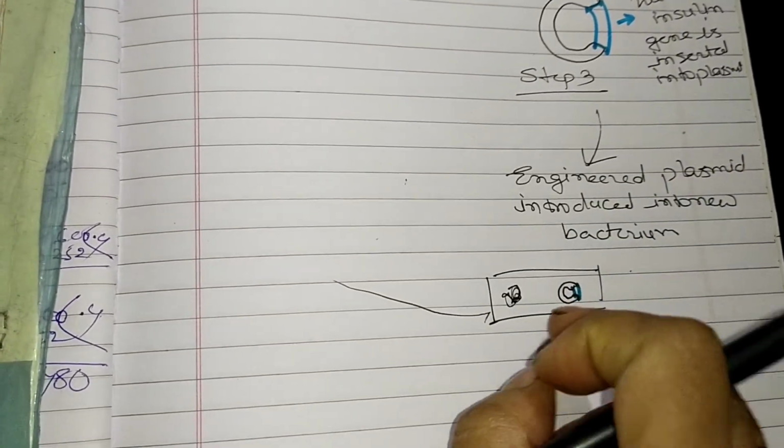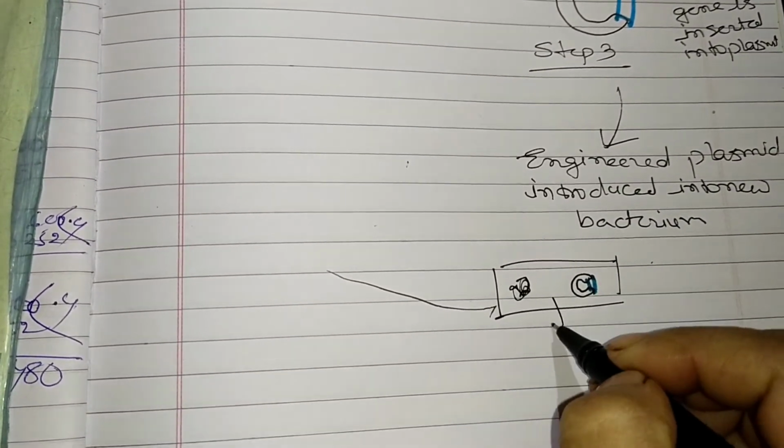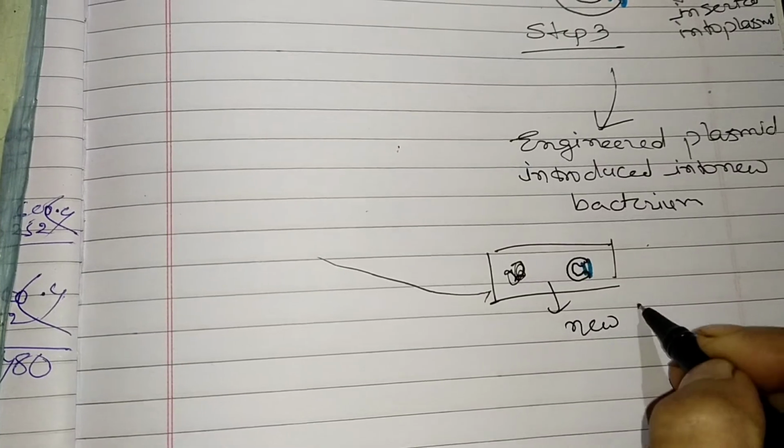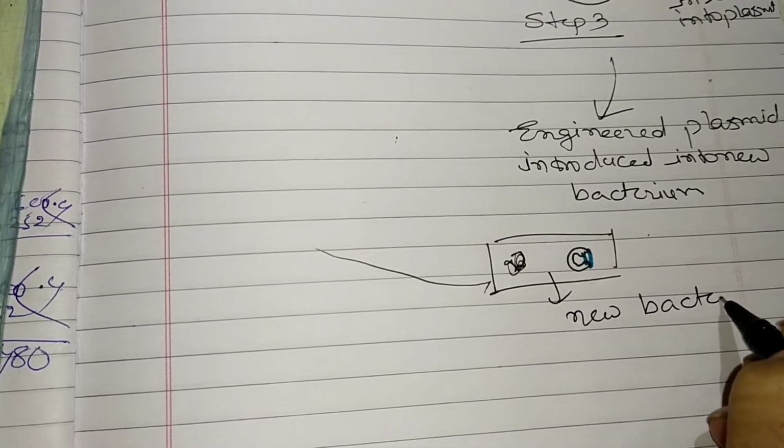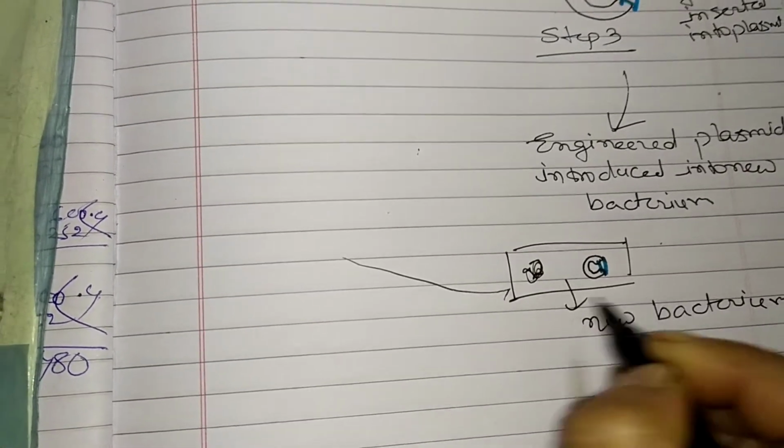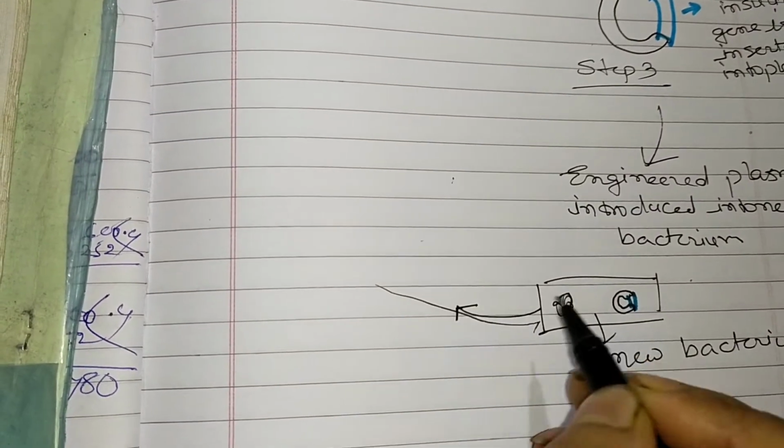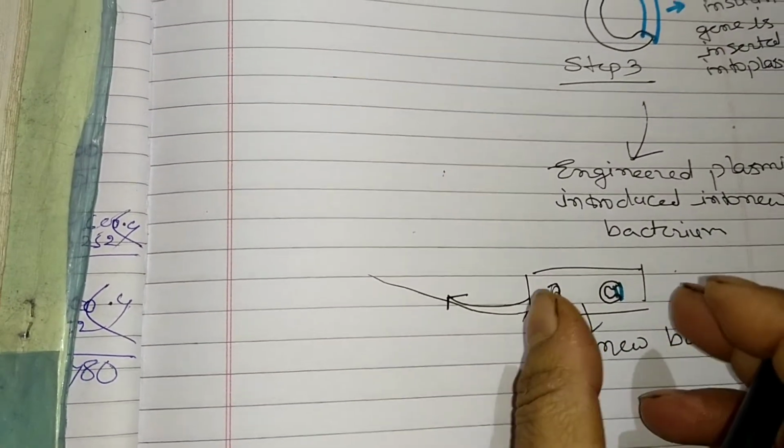Okay, so this is called host cell. So this is new bacterium. Okay, this one is which one, this one is new bacterium. Next one, what is coming now? Now this bacteria, this is the host one.